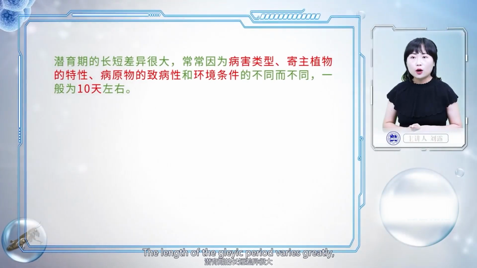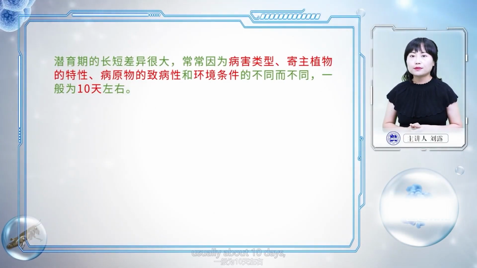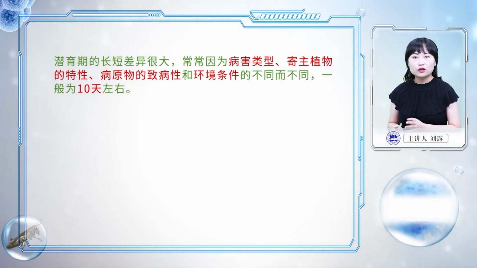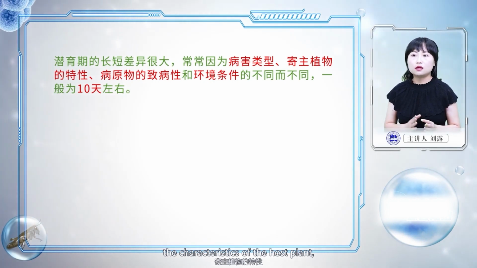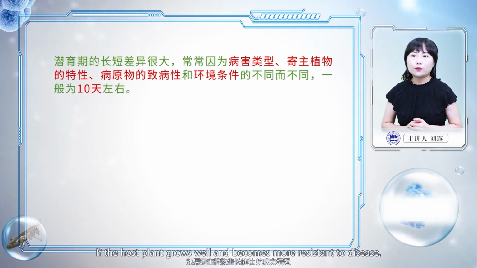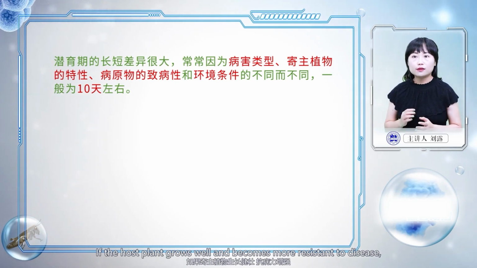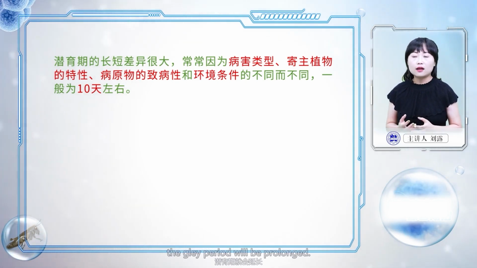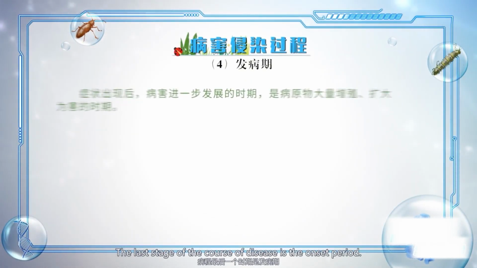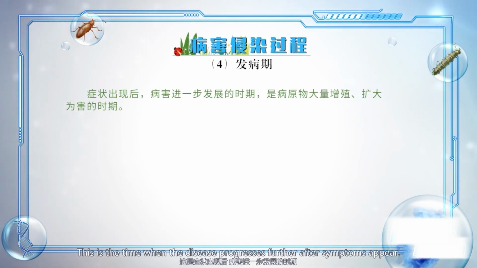Such an ambitious pathogen is really giving us a headache. The length of the latent period varies greatly, usually about 10 days, depending on the type of disease, the characteristics of the host plant, the pathogenicity of the pathogen, and environmental conditions. If the host plant grows well and becomes more resistant to disease, the latent period will be prolonged. The last stage of the course of disease is the onset period. This is the time when the disease progresses further after symptoms appear.